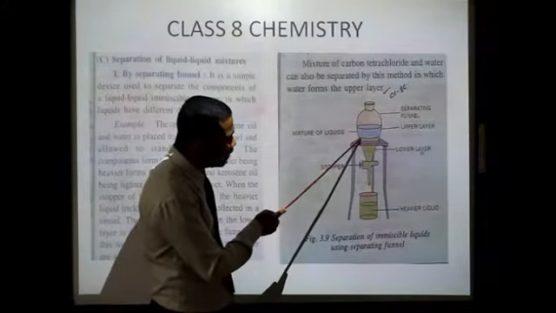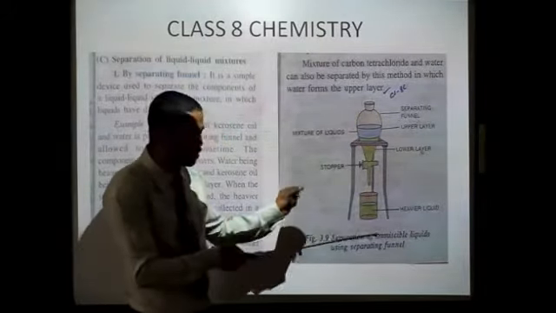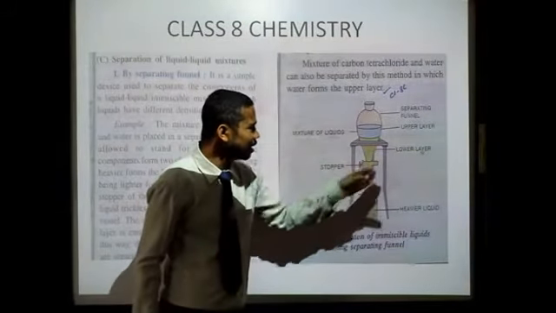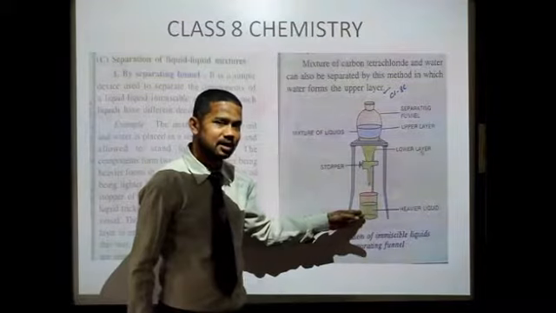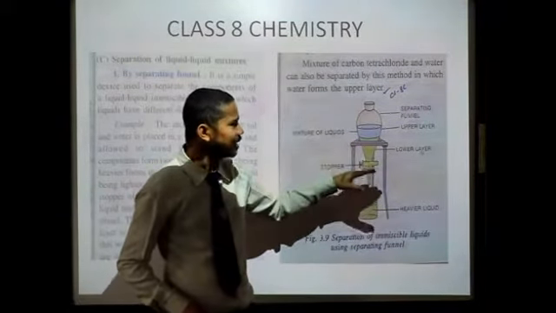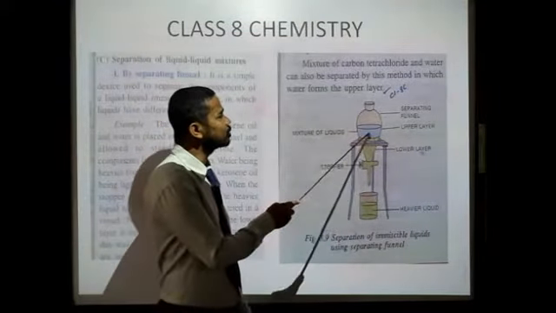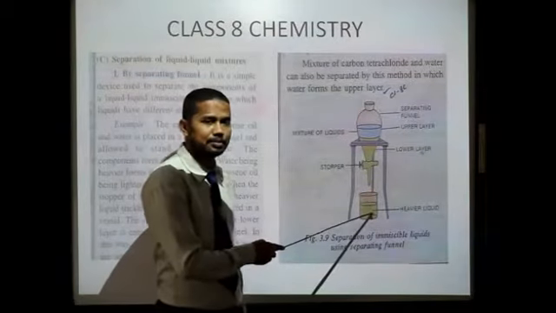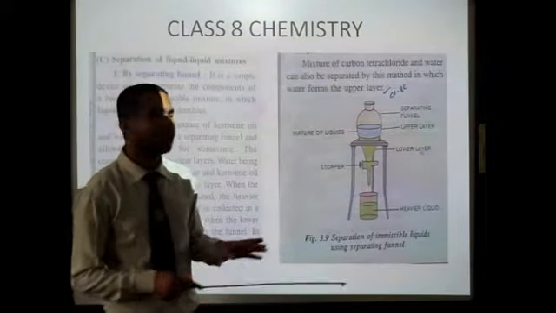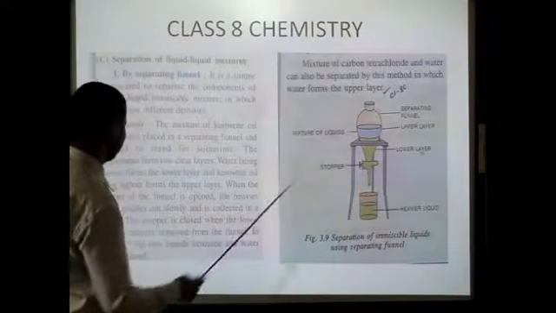So whenever you come to this portion, then drop by drop you have to allow the lower layer, the heavier liquid, to fall down. Then as soon as this lower layer, this heavier liquid, is finished, you can again close the stopper, and kerosene oil will be left here, water is separated. So in this way, kerosene oil and water, or all the immiscible liquids, can be separated by using a separating funnel.